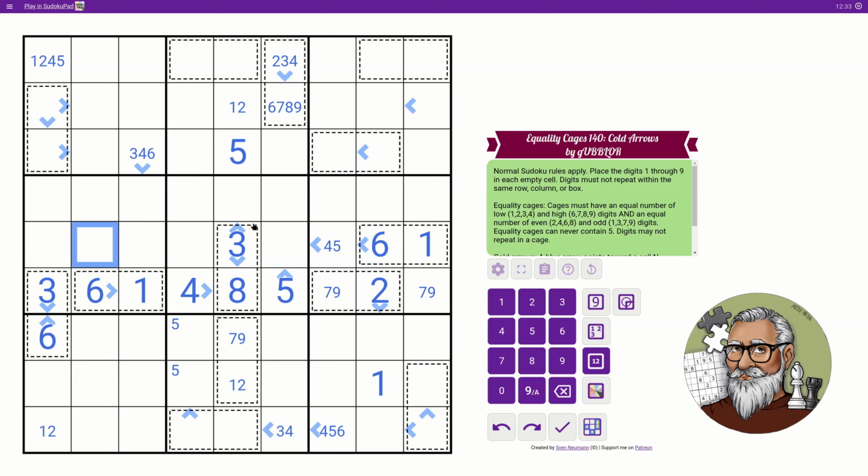This would have to be from 2, 4, or 5. Right. 2, 4, or 5. All of them still work. I need an 8 here.